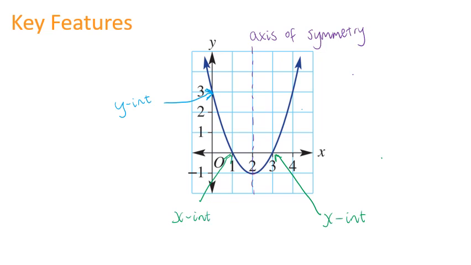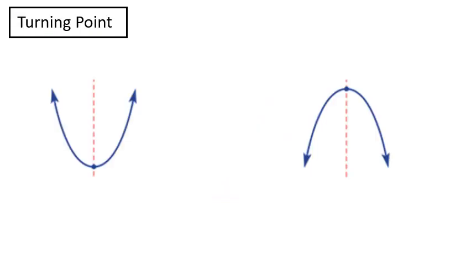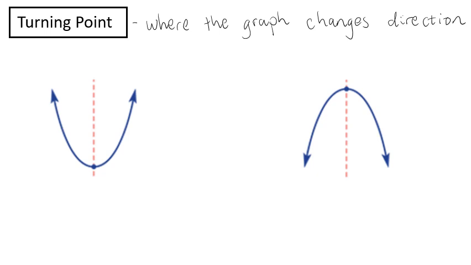And this point down the bottom here is called our turning point. The turning point is where the graph changes direction. So if we look at the graph on the left, this is our basic parabola, y equals x squared. Its turning point is here. This is where the graph changes direction. It's going down and then it goes up. We call this type of turning point a minimum. It's the minimum point of the graph, or the lowest point.